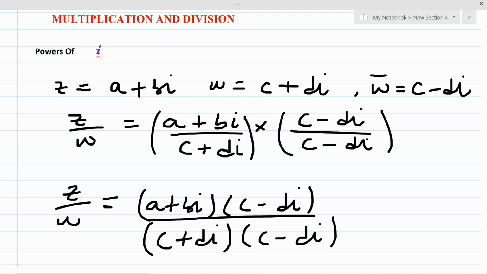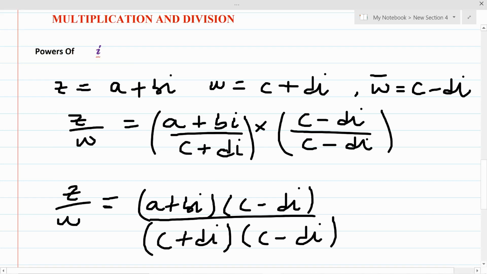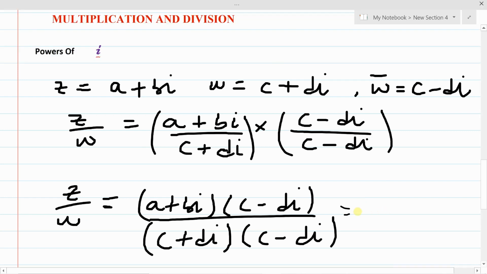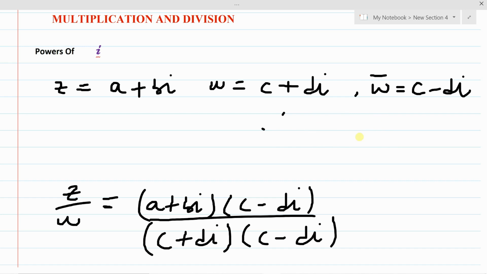Then you do your normal multiplication. Let me reduce the size because I think the size is too big. Let's erase some parts. I hope you got this part. So let's erase this part and simplify the expression down here to the simplest form.